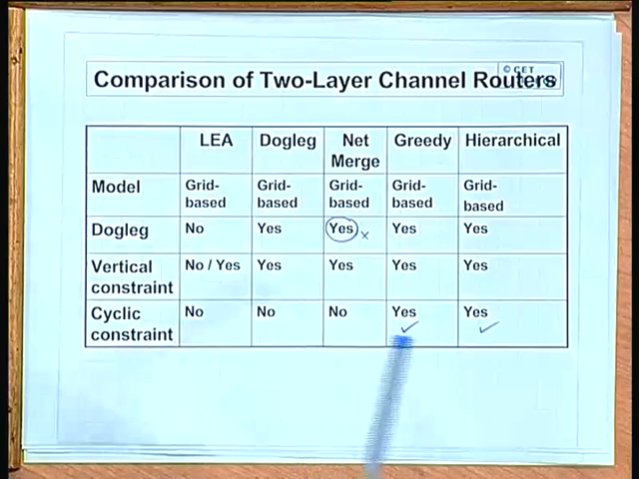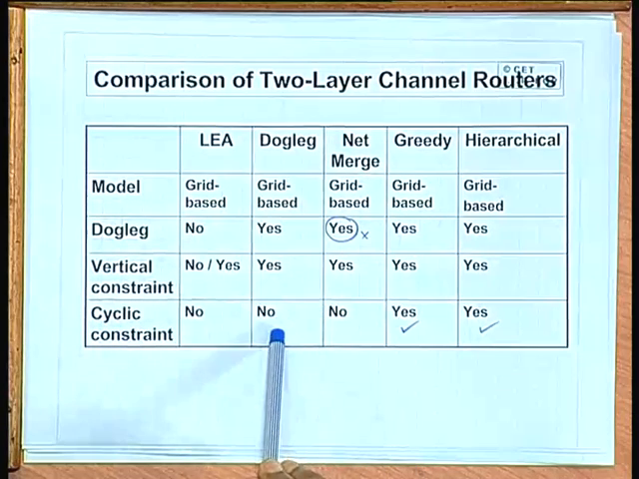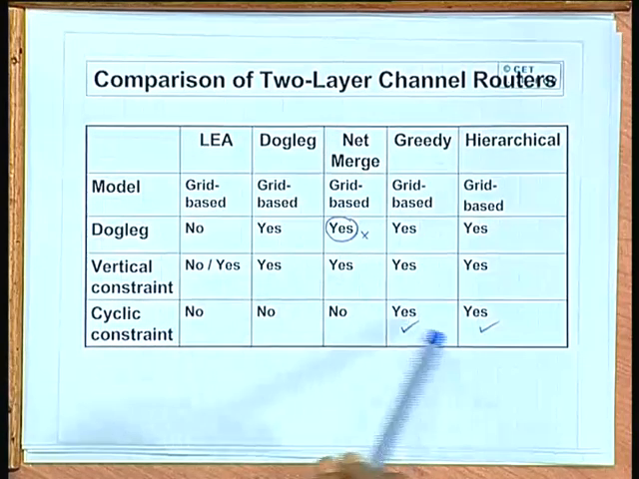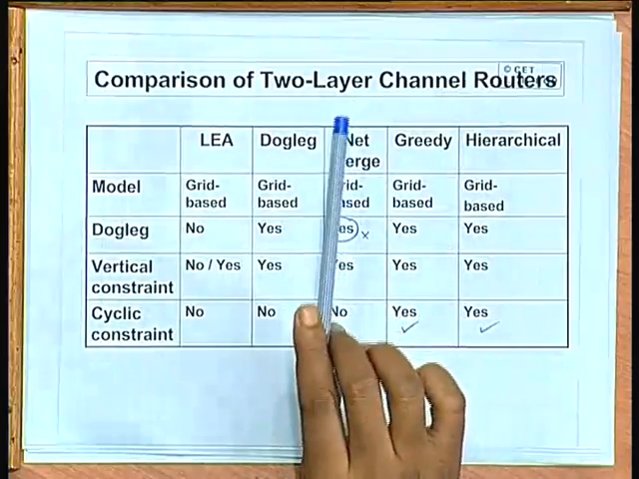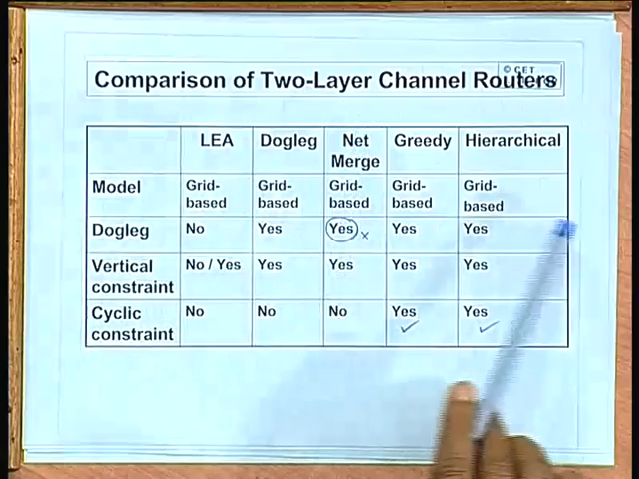Now, in fact, dogleg, net merge, greedy, these are all good algorithms. It depends whether you have cyclic constraints in the VCG. If there are no cyclic constraints, you can use dogleg or net merge routers. If you have cyclic constraints, you can use greedy, or you can use hierarchical also. It depends on your problem. Now, these are all 2-layer channel routers which have been pretty well explored, and the algorithms are very efficient.